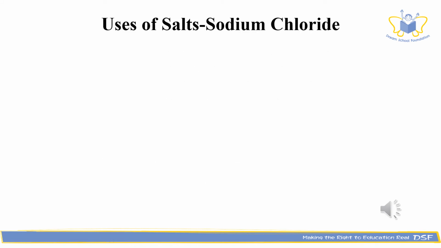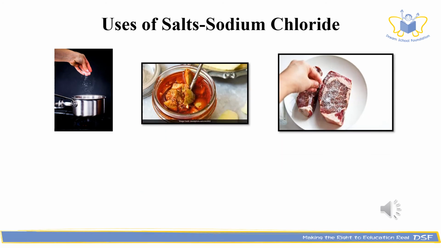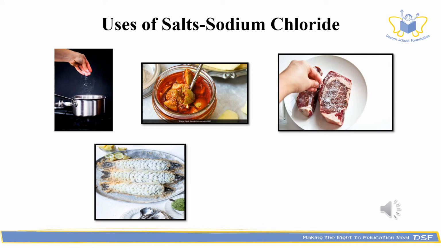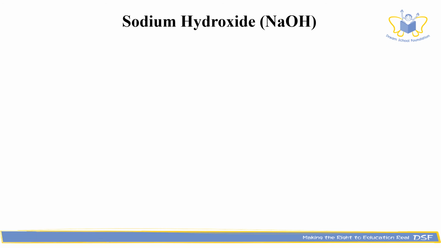Some uses of salts. Sodium chloride, which is also called common salt, is used in cooking. It is used as a preservative in pickles and in curing meat and fish. It is used in the manufacture of soap. Sodium chloride is the key raw material for manufacturing other salts.